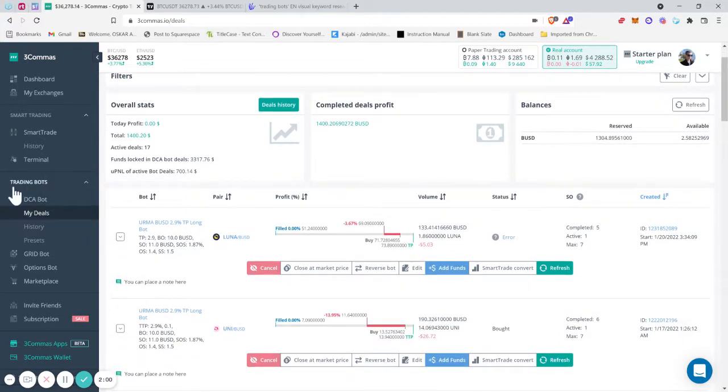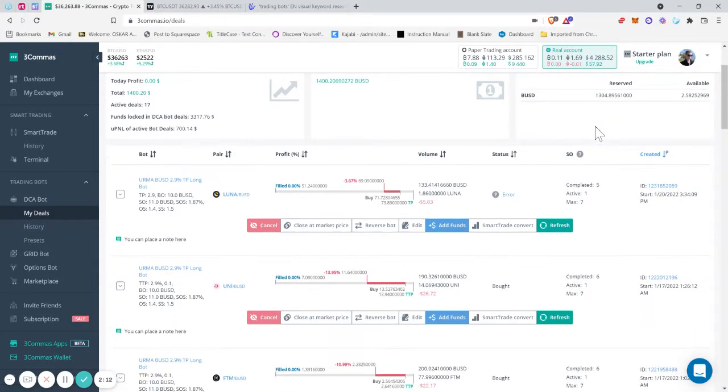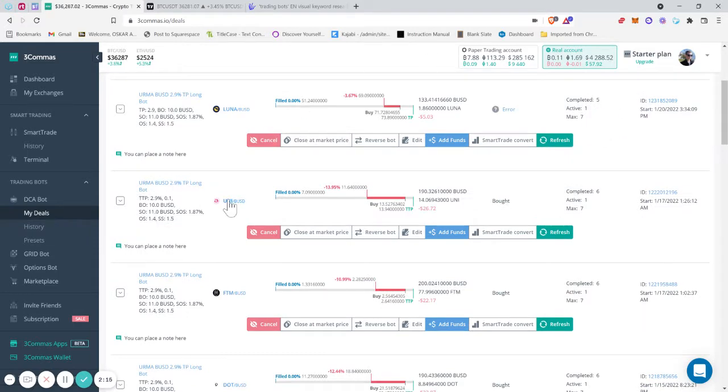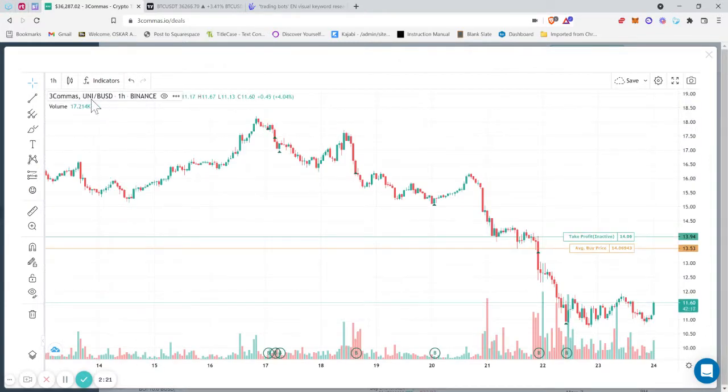Here you can see on the side the different trading bots that 3Commas offers. There's DCA bots, grid bots, option bots. Those are the three that they offer. I like the DCA bot because it's the simplest. And to give you an idea what dollar cost averaging means, let me just open a deal, for example, on UNI BUSD. This means that this bot is trading UNI and BUSD for me. BUSD is Binance US dollar.